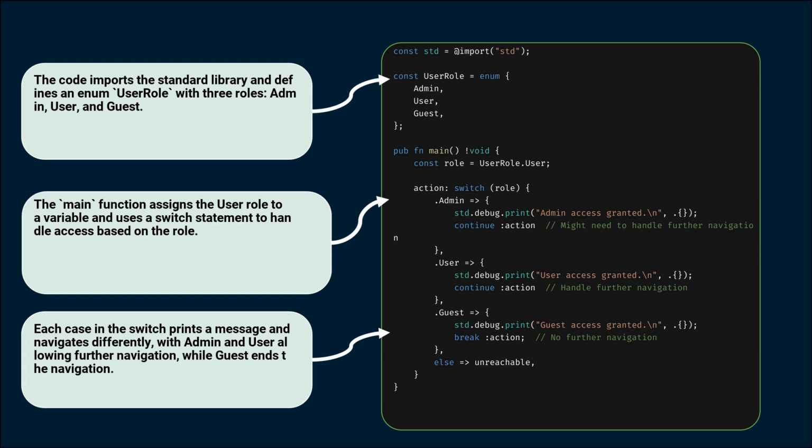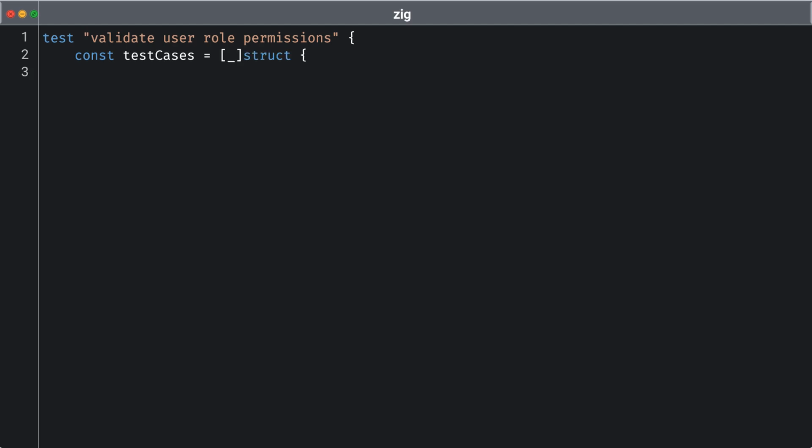By seamlessly integrating labeled switches, we establish a clearer and more organized flow of logic in our application, enhancing both readability and control. Now let's see how we can implement a test case to validate user role permissions effectively. In this code, we define a structured type, test cases, which holds each role from the user role enum alongside their expected permissions. By using a slice of structs, we can easily iterate through this collection, facilitating a clear and organized way to test each scenario.